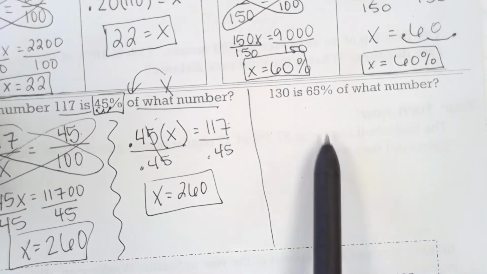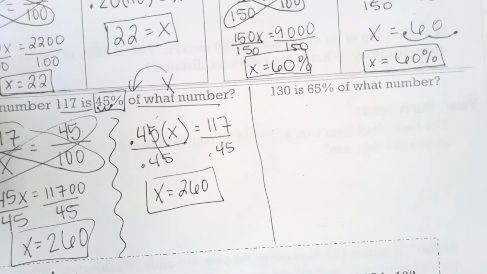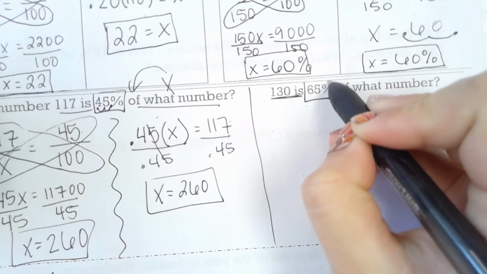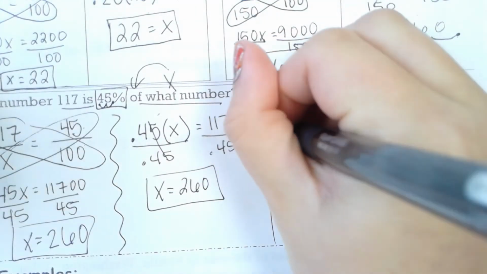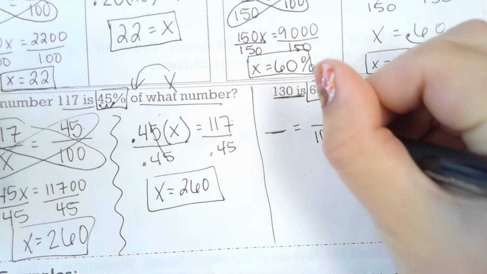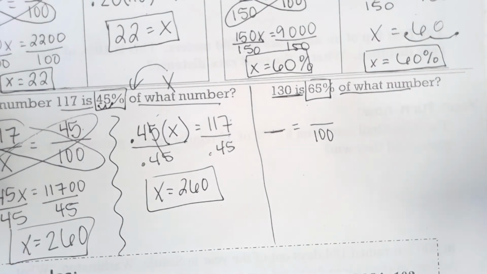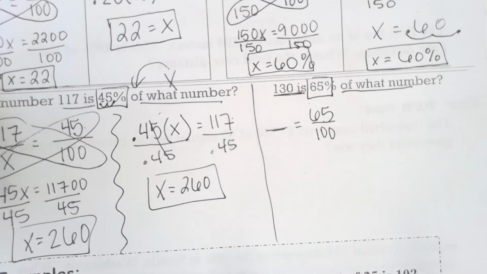All right, so let's try one more here. So 130 is 65% of what number? So again, I'm going to start with my proportion. And in this proportion, remember, percents are always out of 100. So 100 is always going to be the number down here at the bottom. And they told us that our percent was 65, so I'm going to put the percent over 100 where it belongs. And then we just need to figure out the left side over here.